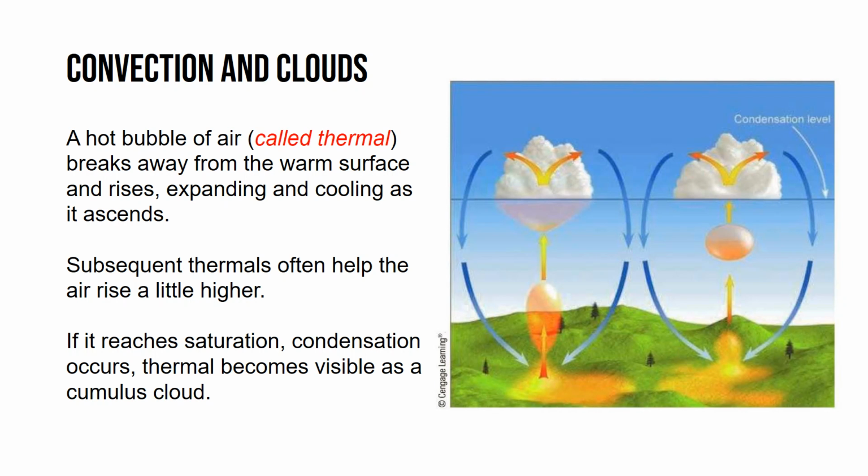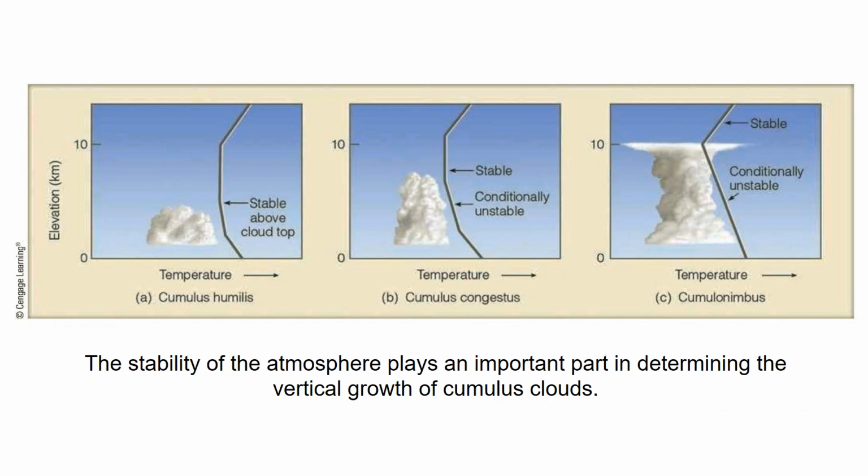So we can say that below and within the cloud, the air is rising, but at the edge of the cloud, the air is actually sinking. In this diagram, I'm showing you cloud formation with regards to atmospheric stability. The stability of the atmosphere, as we know, plays an important part in determining the vertical growth of cumulus clouds. If there is a thermal that became a cumulus cloud, will it propagate? Will it develop into a yet bigger cloud that will produce precipitation? It depends on the stability of the atmosphere.